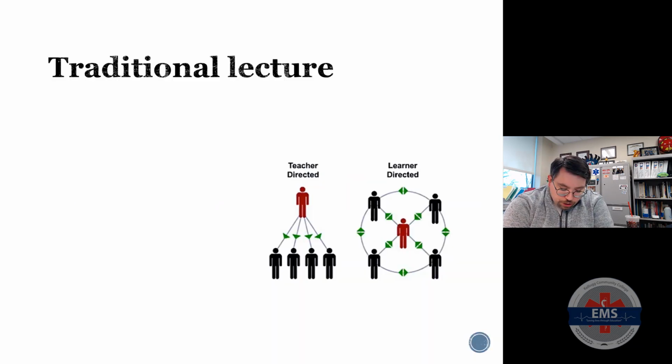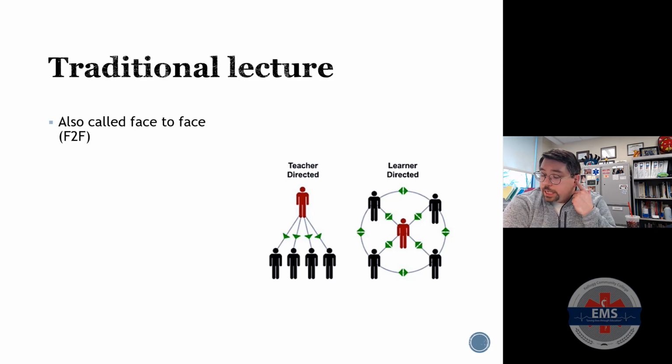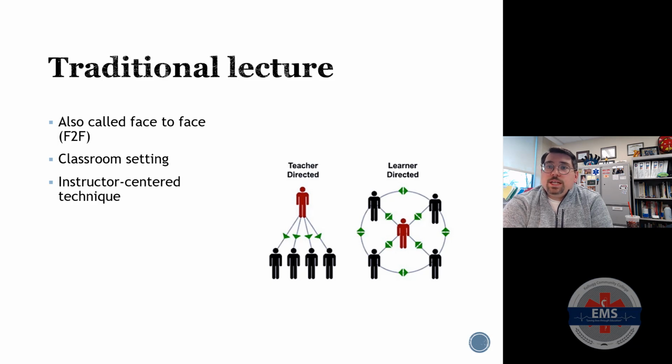Now, traditional lecture does have a place in education. It's probably one of the more common things that we would see. It's oftentimes referred to as face-to-face instruction. Again, you're going to see this most commonly in the classroom setting. Again, it's very much so an instructor-centered technique or a teacher-directed technique. Again, you can see the image that's here that clearly outlines the difference between a learner-centered or learner-directed or a teacher-centered or teacher-directed approach.